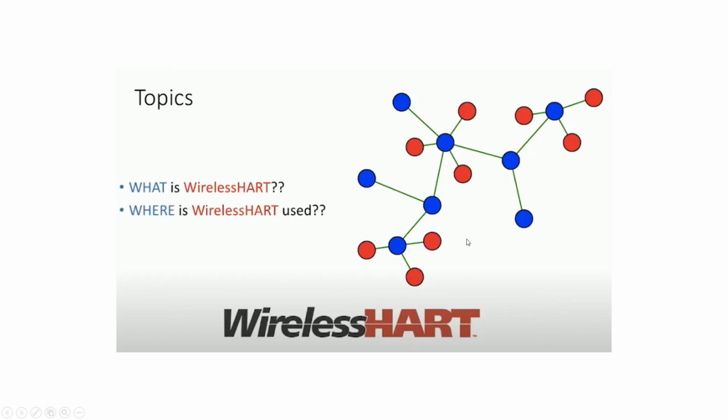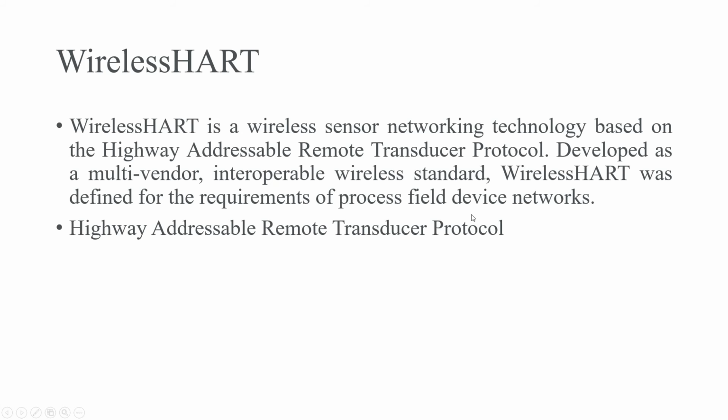Now we have to see how wireless HART has come. What is this wireless HART? The HART can be abbreviated as Highway Addressable Remote Transducer protocol. So it is a wireless sensor networking technology based on the Highway Addressable Remote Transducer protocol. Wireless HART was defined for the requirements of process field device networks. So if I deploy a wireless sensor network in an industry environment, I can use this wireless communication protocol, which is suitable for this use case.